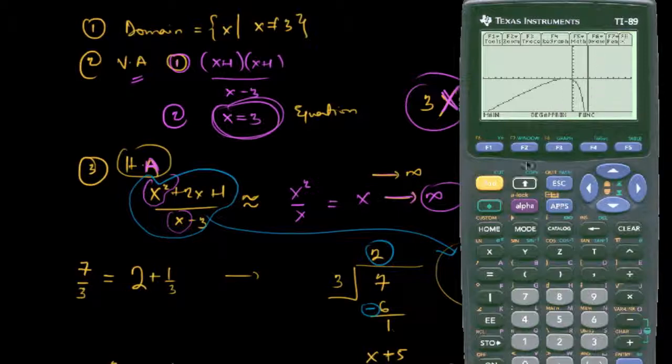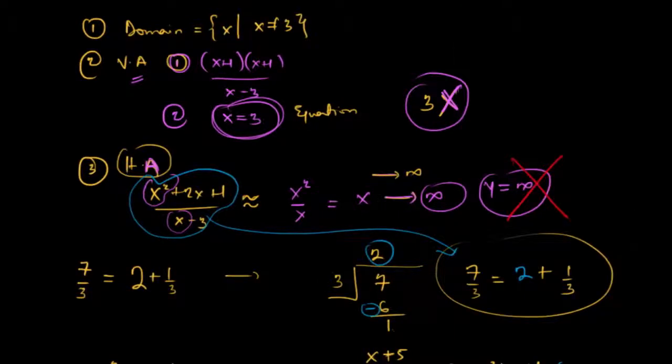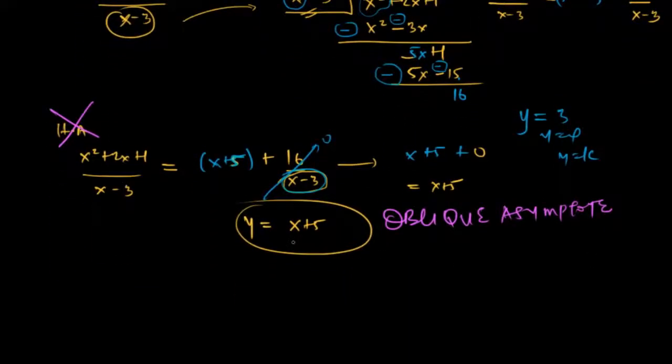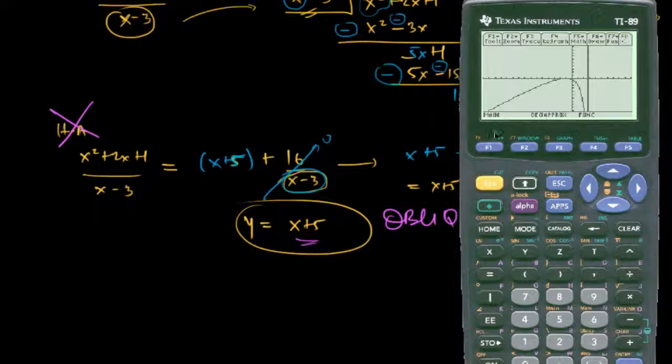But then what you'd observe is you might begin to wonder, in our solution here, we have the oblique asymptote to be y equals x plus 5. But if you look at the graph here, it's not showing. You can't really see it. I don't know, for some reason the TI-89 is not showing. Maybe it's in the settings. But for now, I've not been able to figure the thing out.